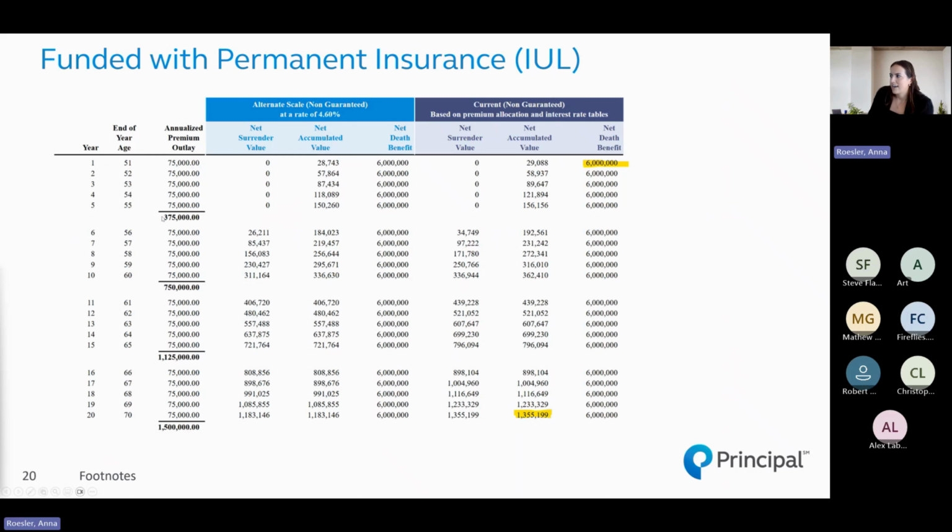By using the IUL, we're able to see that there's this accumulated value. By doing this, after year 10, they have access to $362,410 that could be used for distributions. After year 15, that's almost $800,000. And in year 20, that's $1.3 million. So this will continue to grow as the policy goes on.